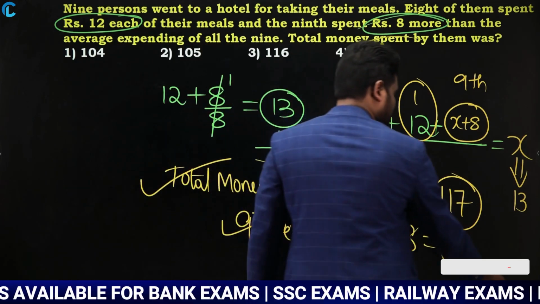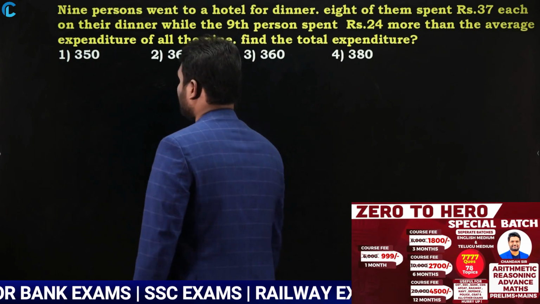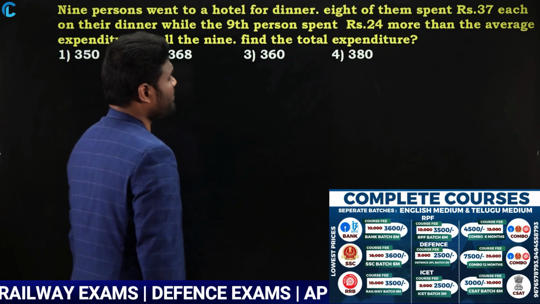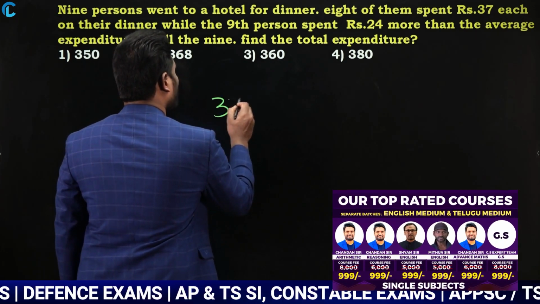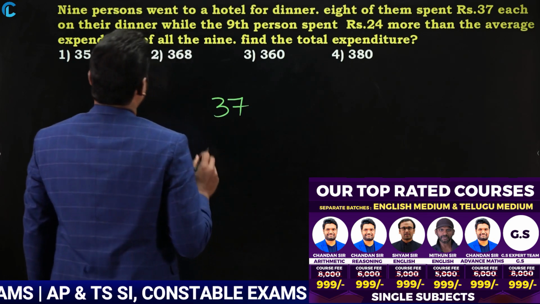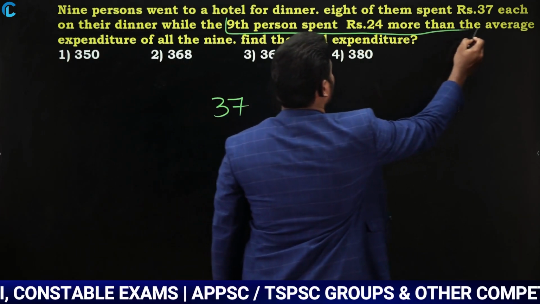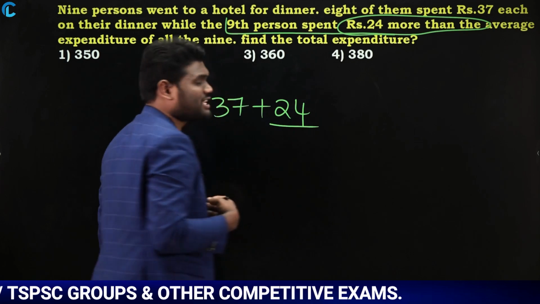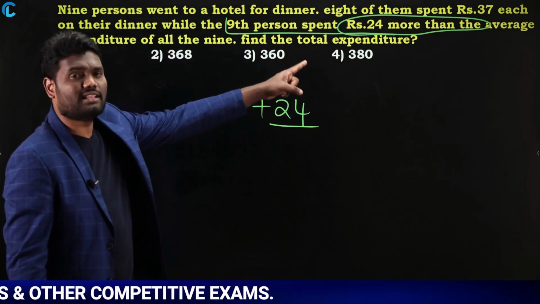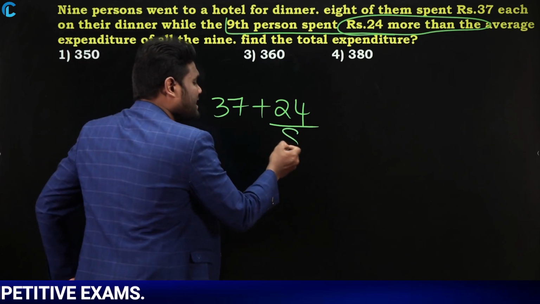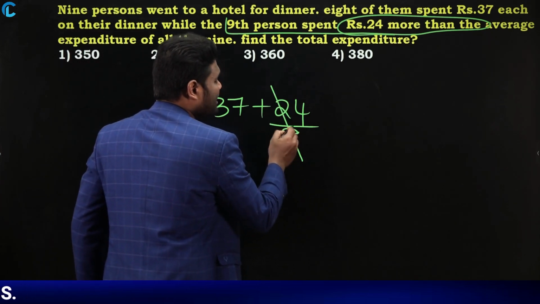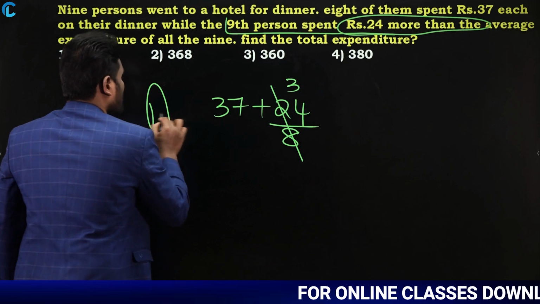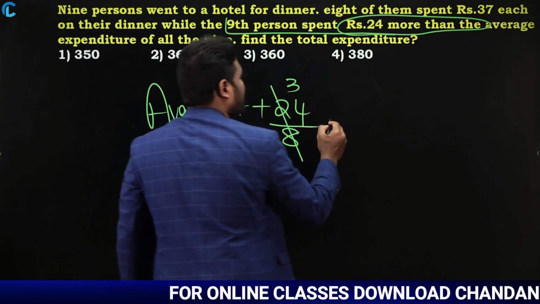Okay. Let us look at one more question of a similar pattern, so that you get a clear idea. Look at this. 9 persons went to a hotel for dinner. 8 of them spent rupees 37 each. Now it is said that the 9th person has spent 24 more than average. Look here, the 9th person has spent 24 extra. Now this 24 extra has to be distributed among all the remaining persons. Out of 9 persons, if I remove 1 person, the remaining persons are 8. If this 24 is distributed among all 8 persons, each person is going to get 3 extra, which means the new average is going to be 37 plus 3, which is 40.